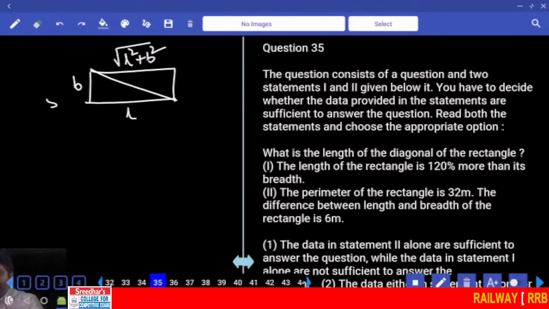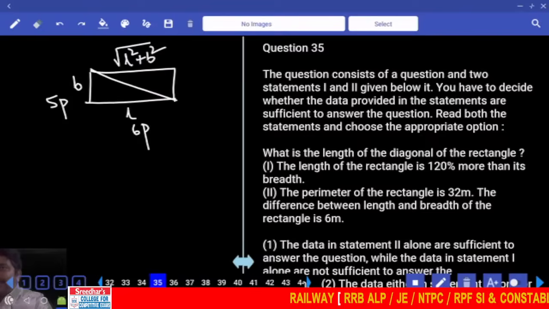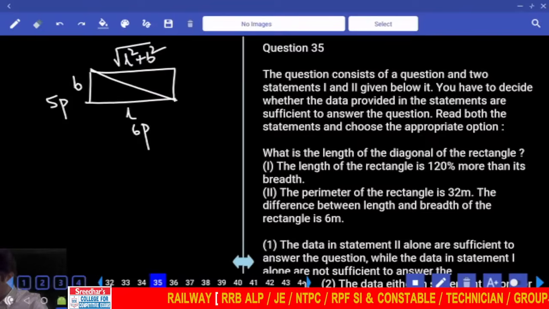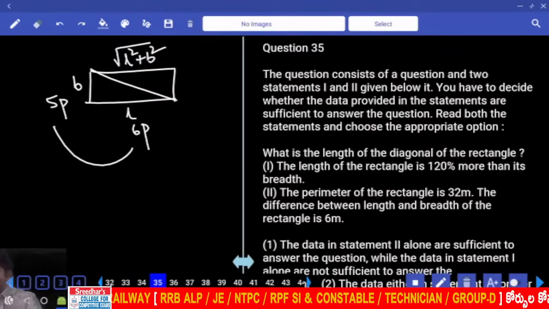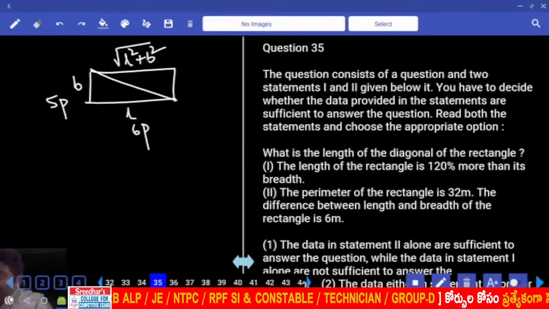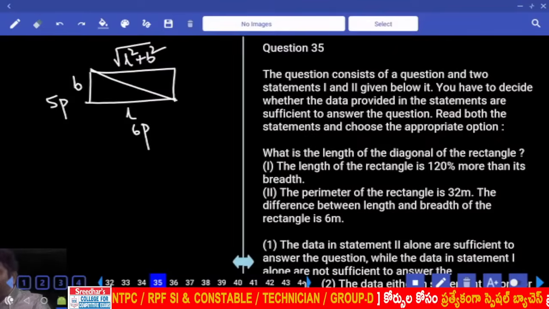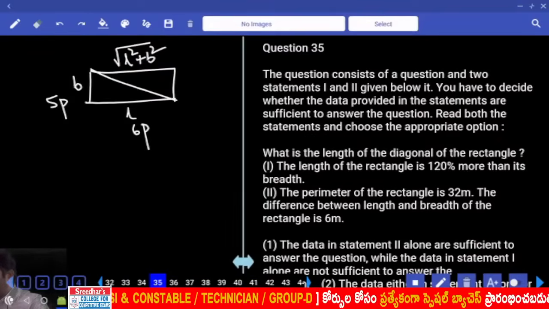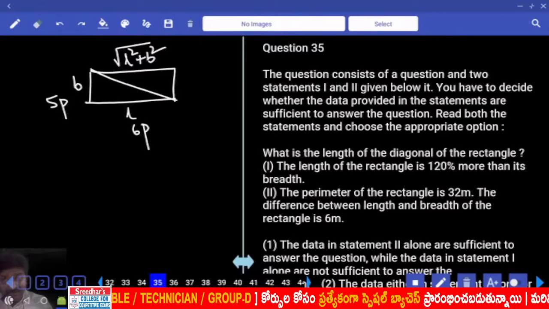Length of the rectangle is 120% of the breadth. So they both are in the ratio 6:5. Length is 20% more than the breadth. If breadth is 100%, length will be 120%. So the length to breadth ratio is 6:5. Using only the ratio, can we calculate the diagonal in number? No, we need a number, not number of parts. So 1 alone is not sufficient.